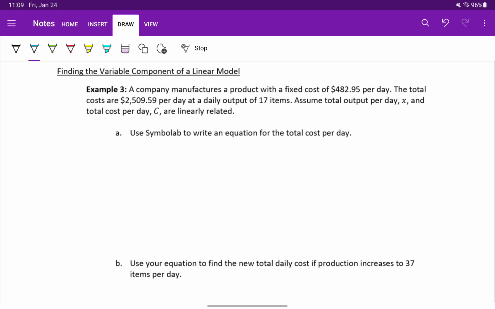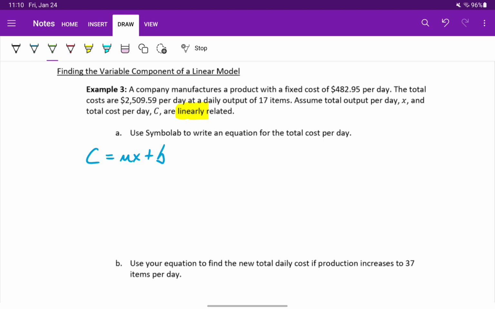In example 3, part A, we want to write an equation for this scenario where a company manufactures a product with a given fixed cost. The total costs are given per day at a daily output of 17 items. And we want to assume that total output per day, X, and total costs are linearly related. The fact that there's this linear relationship tells us that we want an equation of the form C equals mx plus b.